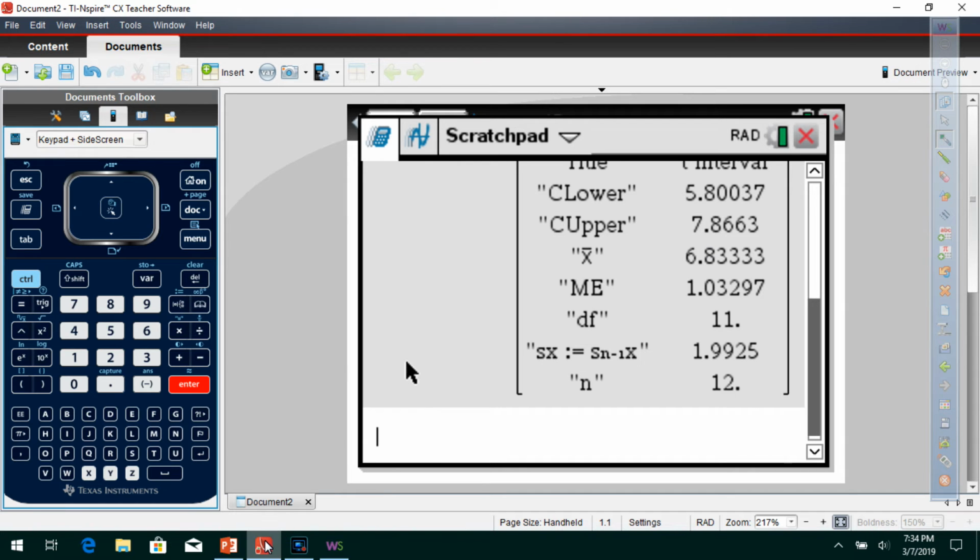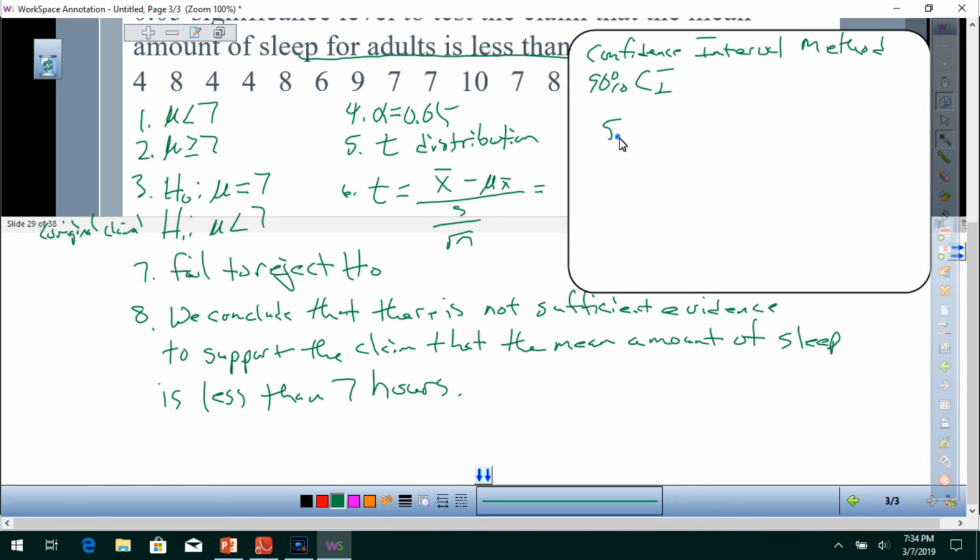So our confidence interval is 5.8 is less than mu is less than 7.866. 7 is contained in this interval. Okay, 7 is contained in that interval. So we fail to reject the null hypothesis, and we can conclude that there is not sufficient evidence to support the claim that the mean amount of sleep is less than 7 hours.